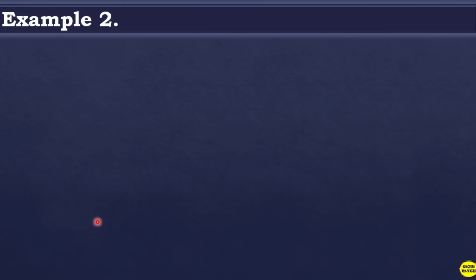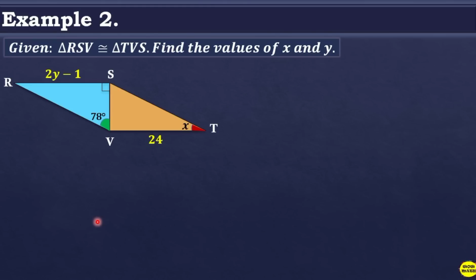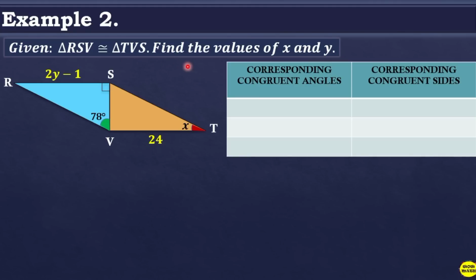Let's have the next example. I have here triangle RSV is congruent to triangle TVS. Find the values of x and y. Let us complete first our table of corresponding congruent angles and corresponding congruent sides. I already named the angles of the first triangle. Angle R is congruent to angle T.